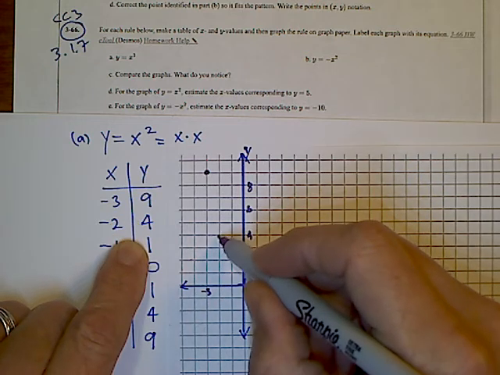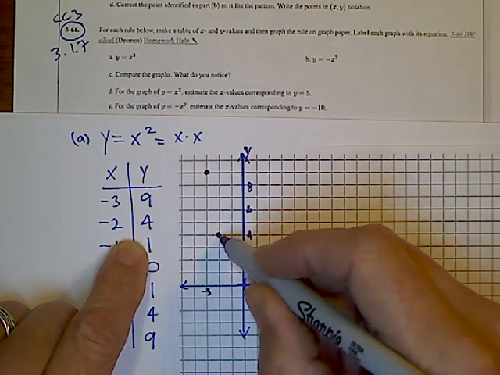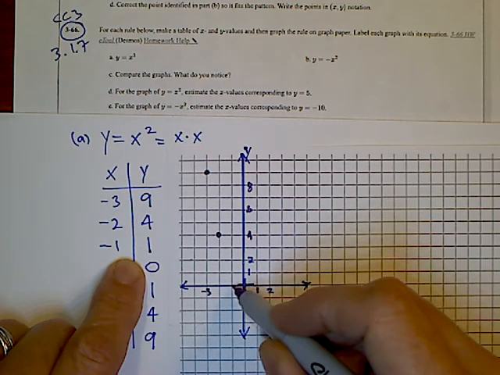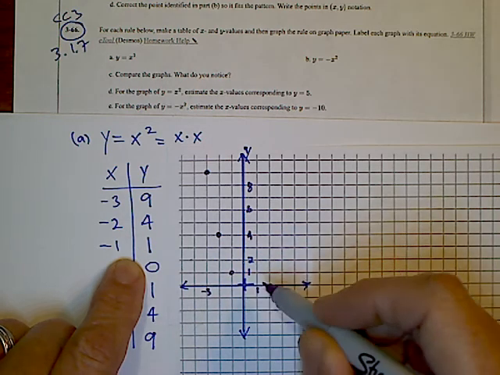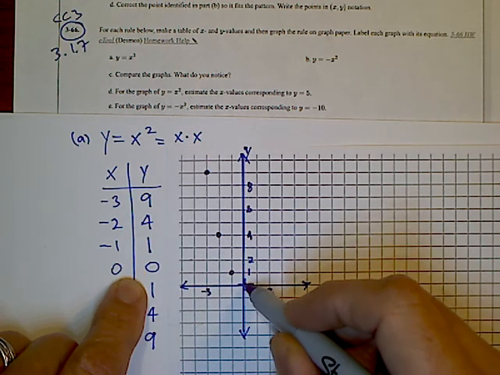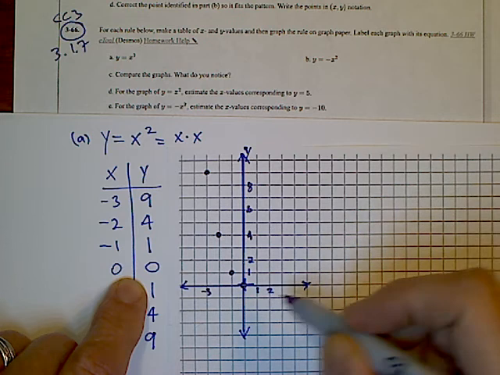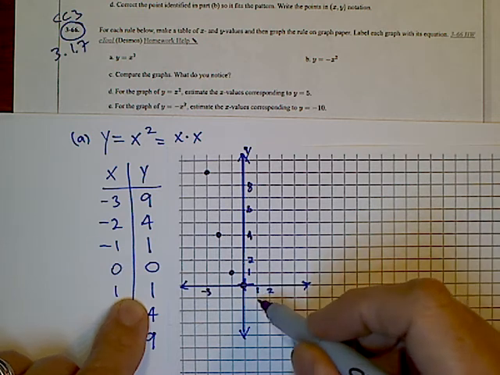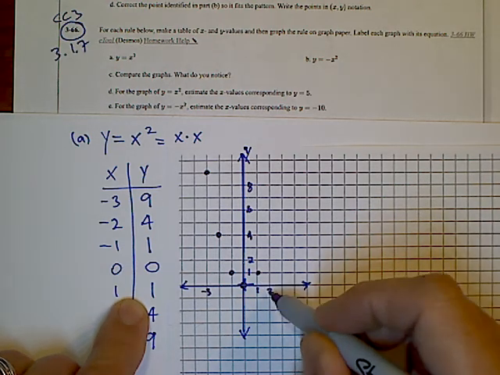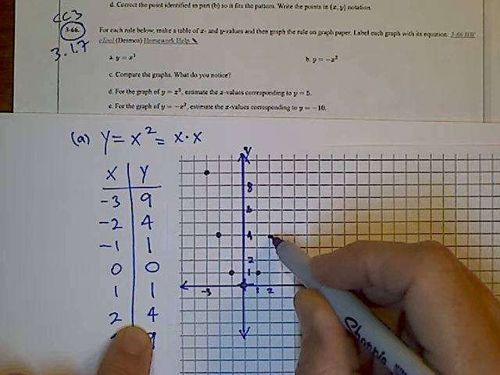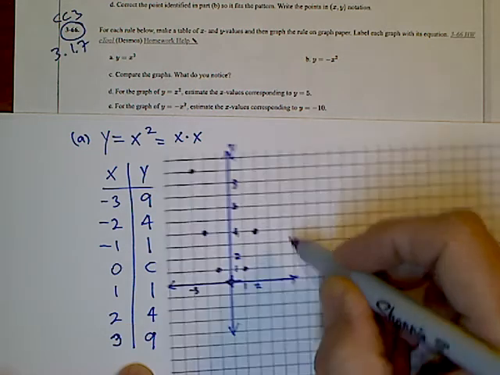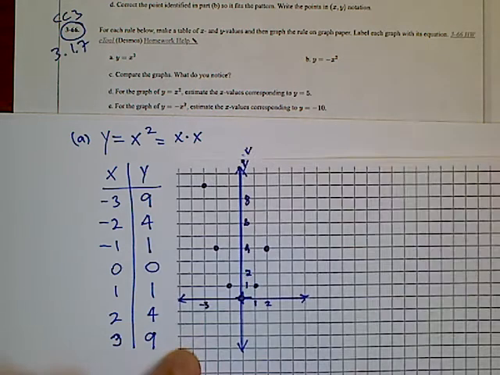-2, 4. So -2 on the x, 4 on the y. -1 on the x, +1 on the y. 0, 0, that is the origin. That's right in the middle. And then 1, 1. And then 2, 4. And 3, 9. And what are we looking at here?